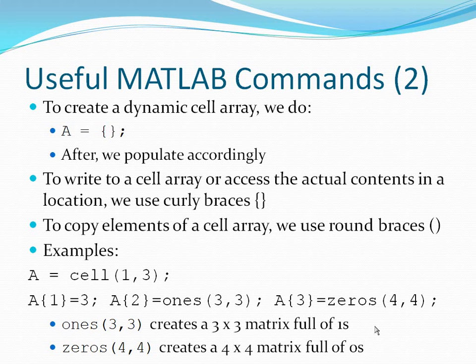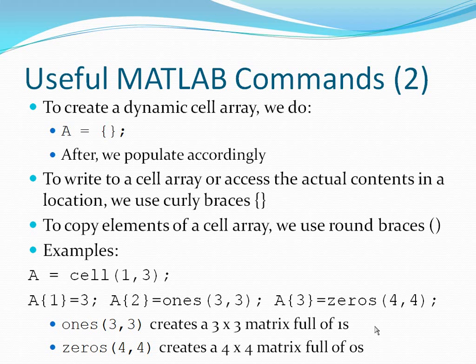So an example is the following. Let's say we have a cell array which is 1 row and 3 columns. The first thing that's going to go inside the cell array, the first index, is the number 3. The second thing is a 3x3 matrix full of 1s, using the ones command. And the last is a 4x4 matrix full of 0s, and that's going to be stored in the third element of the cell array.